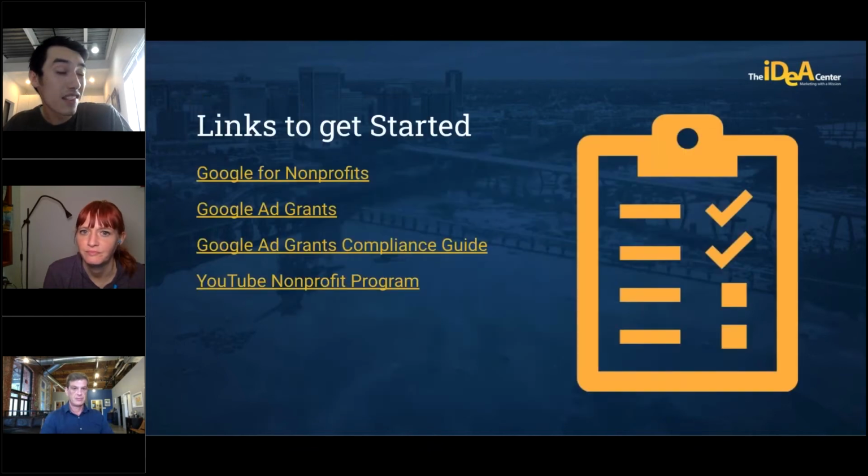I've attached some links to get started here. I know Joanna said that this PowerPoint we sent out to y'all, so I just want to make sure you guys had links. The first one is Google for Nonprofits. That's the webpage you'll need to go to begin setting up Google for Nonprofits. It's a pretty easy application. Just make sure you have the things on hand that I mentioned before. There's a link for Google Ad Grants, and there's a link for the Google Ad Grants Compliance Guide, which goes into a bit more of the technical aspects I mentioned earlier as well, and then a link to the YouTube Nonprofit Program.